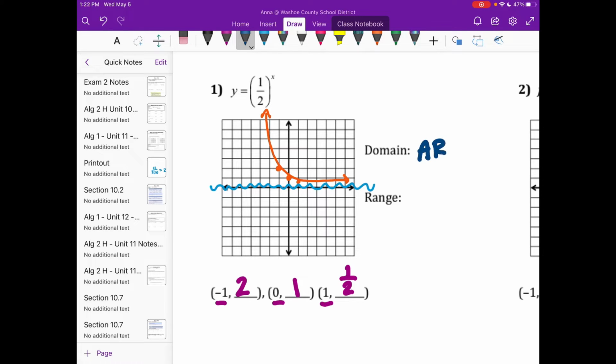Awesome. Our domain is our easy point. That is all real numbers. The range, okay, well, I'm above with the big Y, so I'm going to make Y is greater than, and my asymptote is 0, so I'm just going to be at Y is greater than 0.